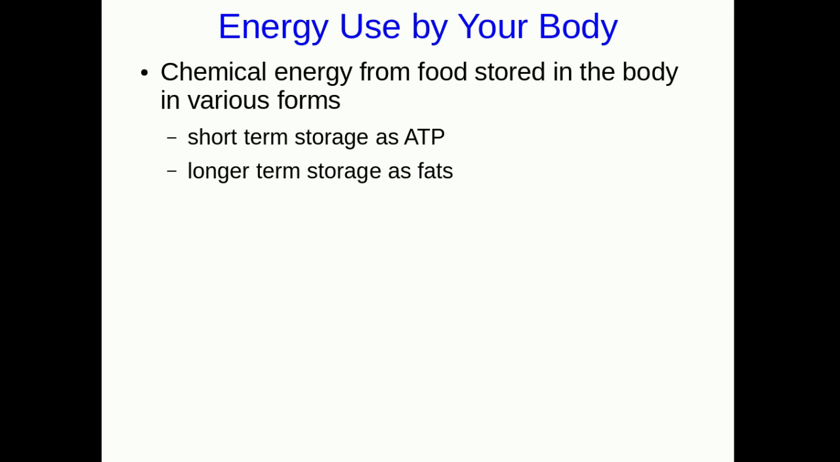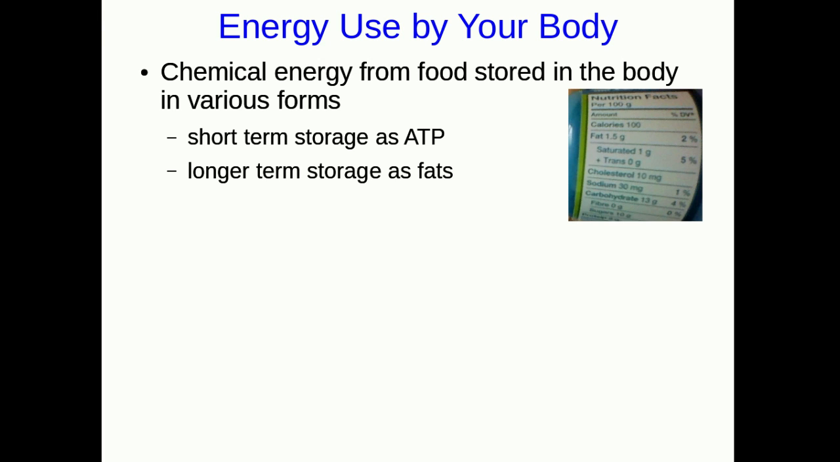In your body, or the body of any other animal, you are storing chemical energy from food. And the body stores it in various forms, and I don't mean forms of energy. It's all chemical energy. I mean various different chemicals. The primary one for short-term use is a chemical called ATP, adenosine triphosphate. But the body lays down longer-term stores in fats.